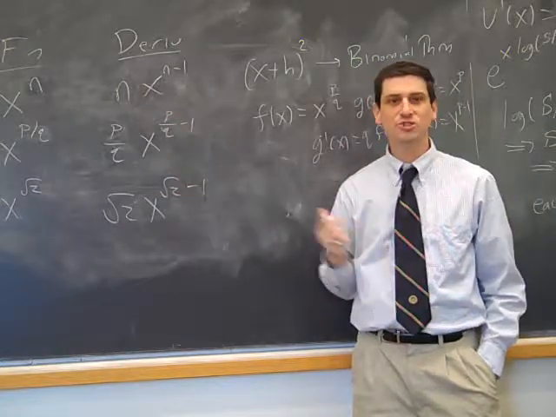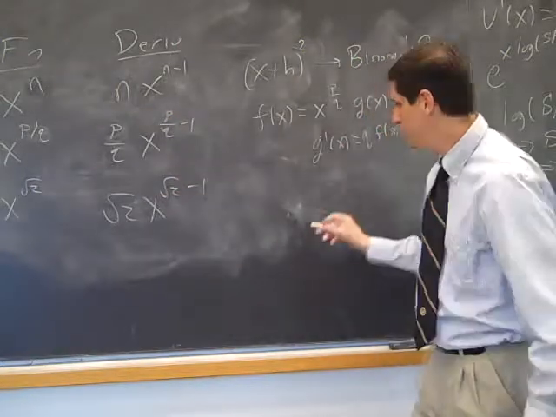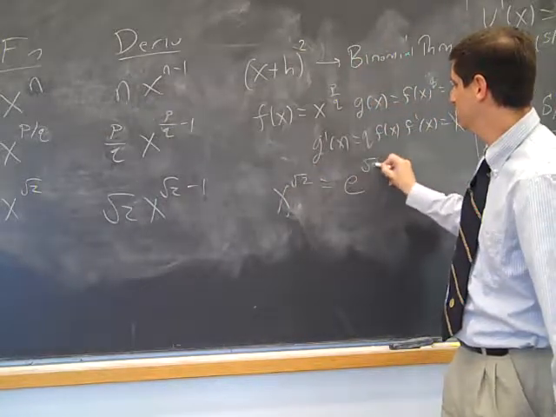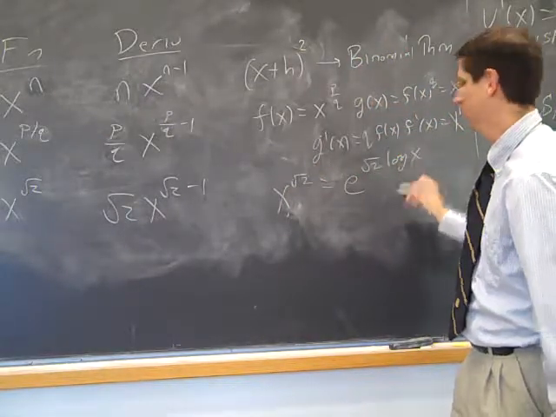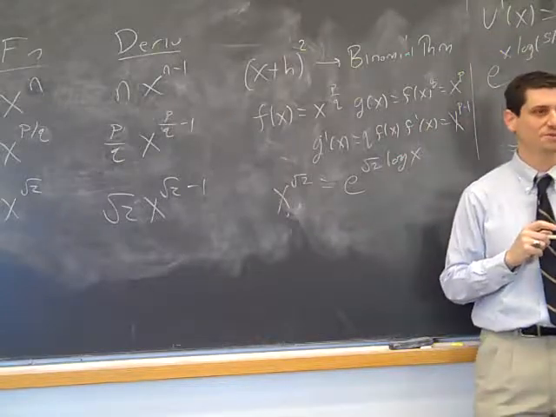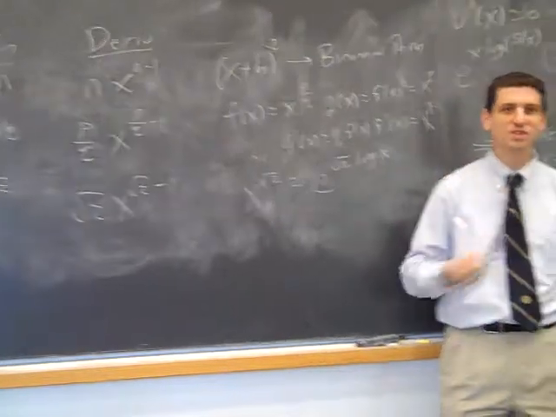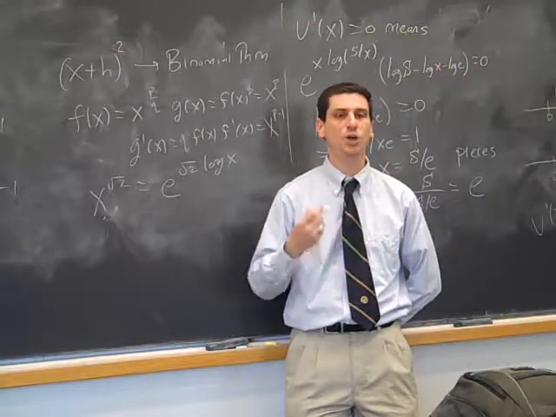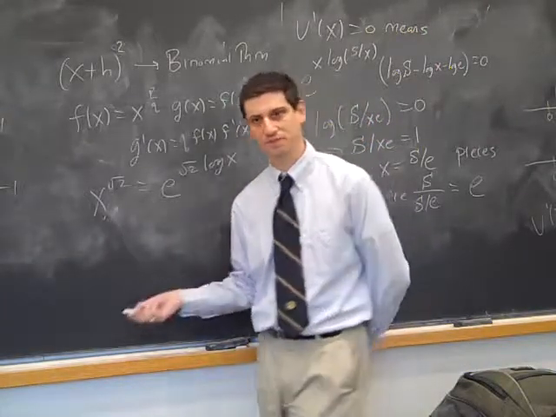All right, what about x to the root 2? The way you do x to the root 2 is you write x to the root 2 as e to the root 2 log of x. And you use the chain rule. So this was a little something that people almost surely have slipped by them. Be aware of conditions and theorems.